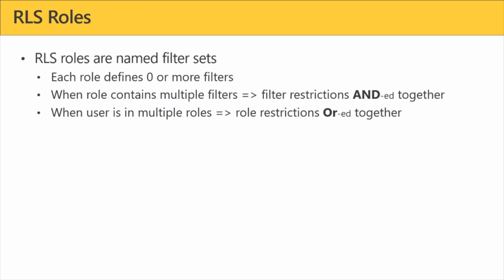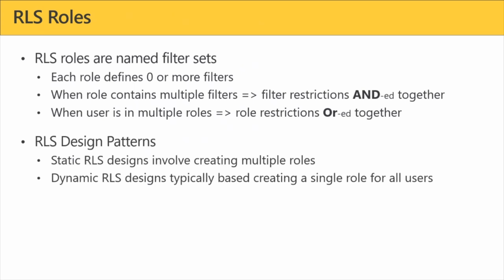However, it's also possible to put a user in two or more roles. So for instance, one role allows you to see the sales in Florida, another role allows you to see the sales in Georgia. So if I put a user in two roles, all the data available for each role is ORed together, and you get the union of that. Okay, so just remember, multiple filters within a role are ANDed together, but once you have a user assigned to multiple roles, the restrictions are ORed together.